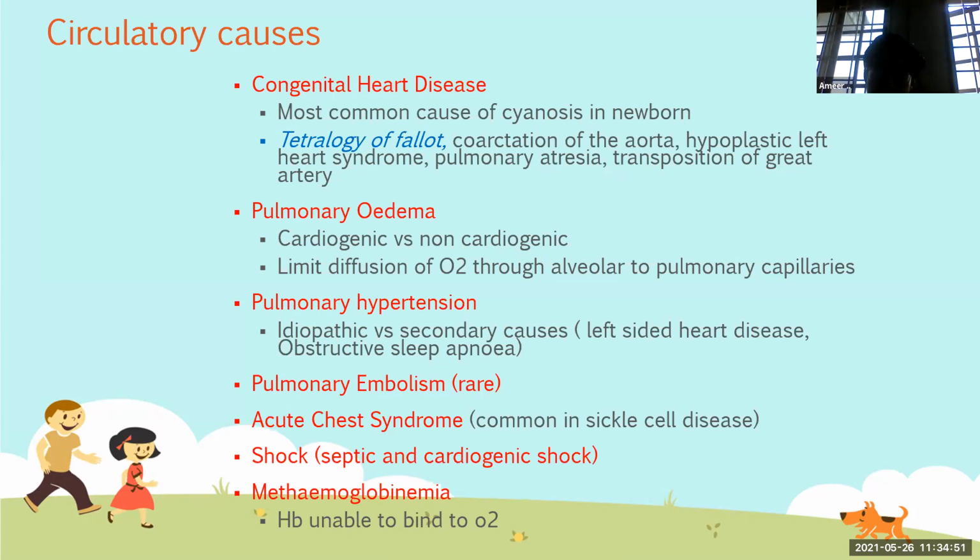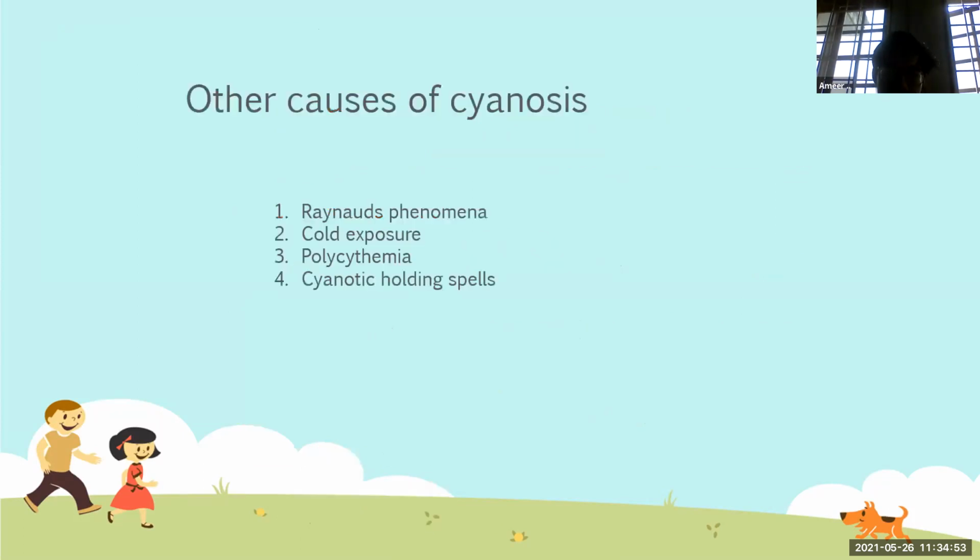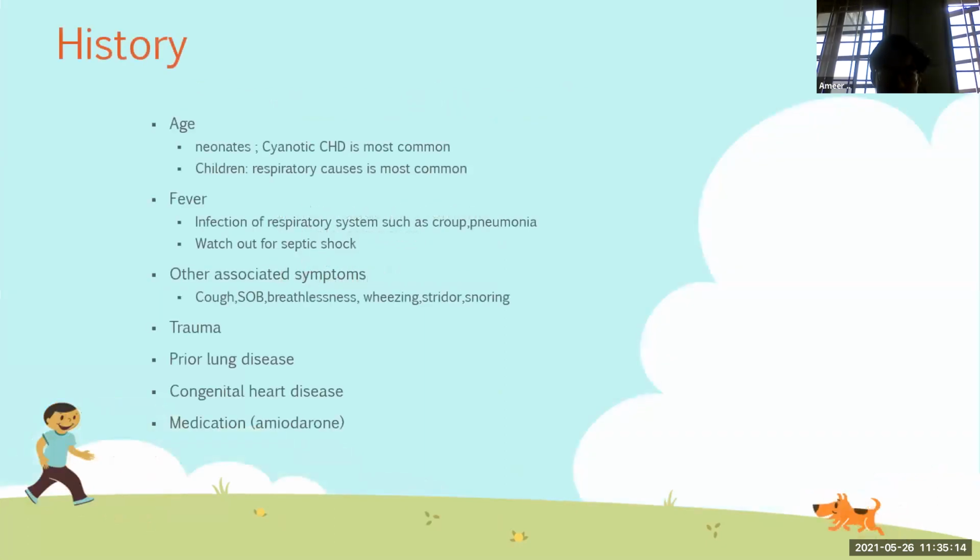Ferrum 2 plus to ferrum 3 plus. And then these are the other causes of cyanosis. Basically, these are the causes of peripheral cyanosis. First one is Raynaud's phenomena. And second one is cold exposure. And third one is polycythemia. And the fourth one is cyanotic holding spells.